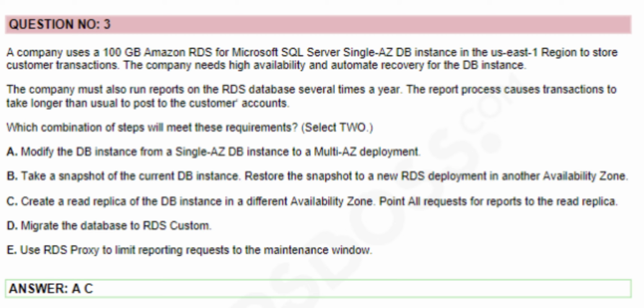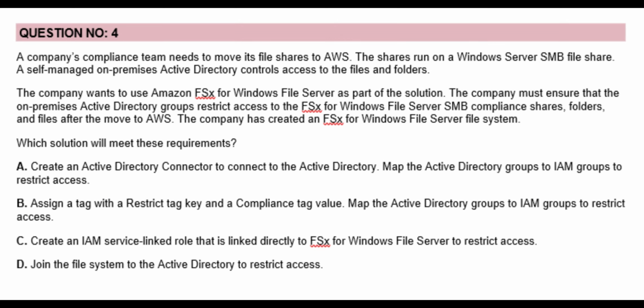Select 2. A. Modify the DB instance from a single-AZ DB instance to a Multi-AZ deployment. B. Take a snapshot of the current DB instance. Restore the snapshot to a new RDS deployment in another Availability Zone. C. Create a read replica of the DB instance in a different Availability Zone. Point all requests for reports to the read replica. D. Migrate the database to RDS Custom. E. Use RDS Proxy to limit reporting requests to the maintenance window. Answer: AC.